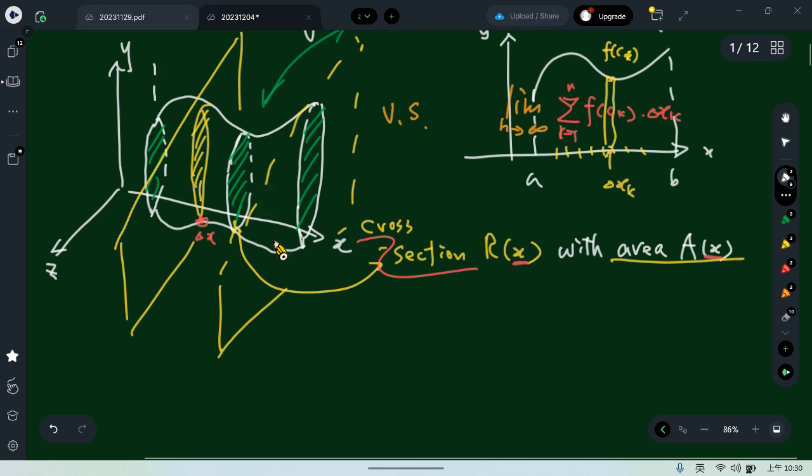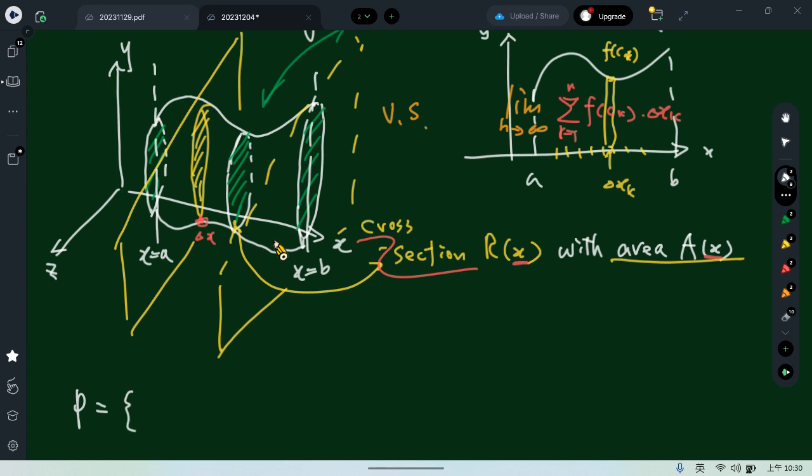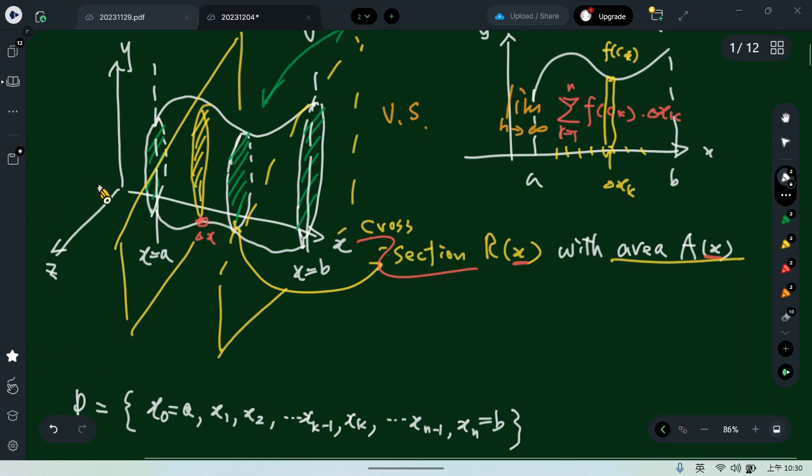So if here is A, and here is B, S goes from A to B. So we can use a partition P: X0 = A, X1, X2, and so on, up to XN minus 1, XN = B. We call it a partition, right? We can partition the interval from A to B, and then we have several subintervals, right?